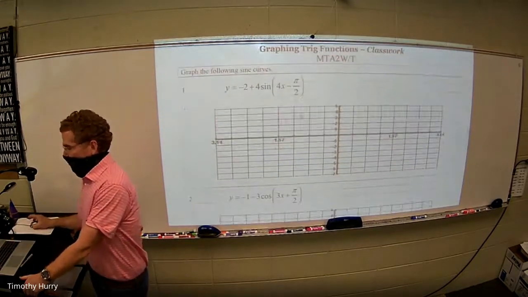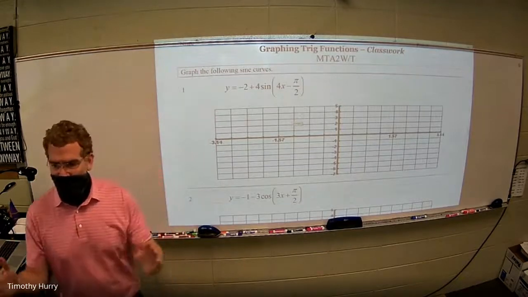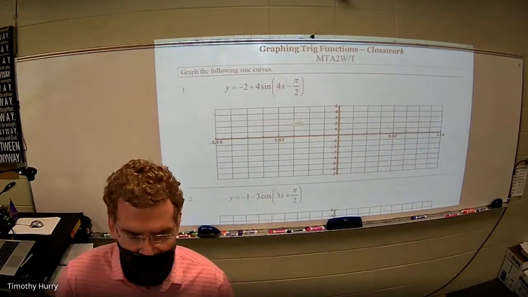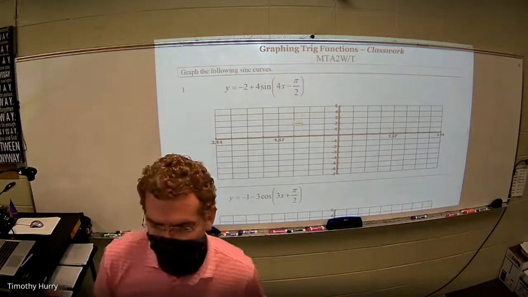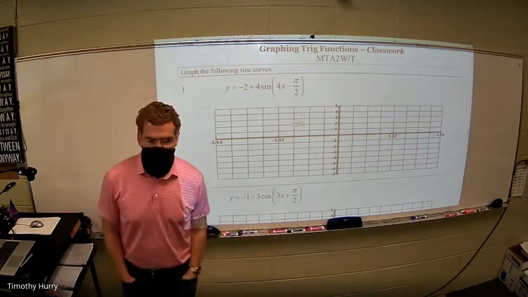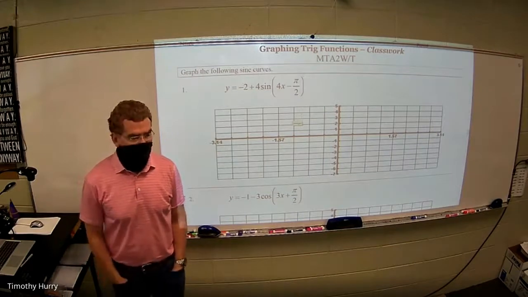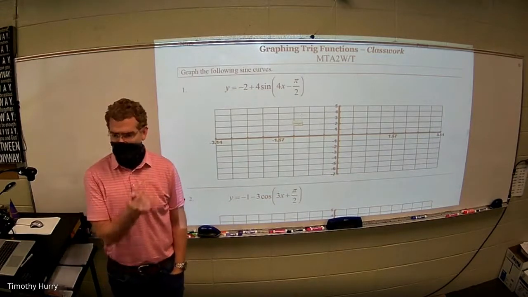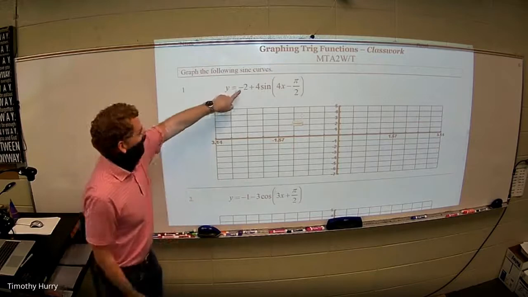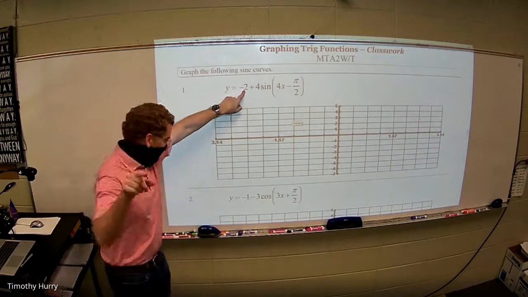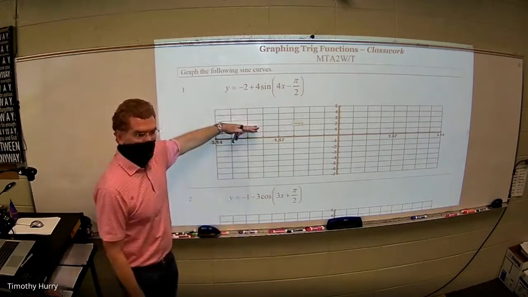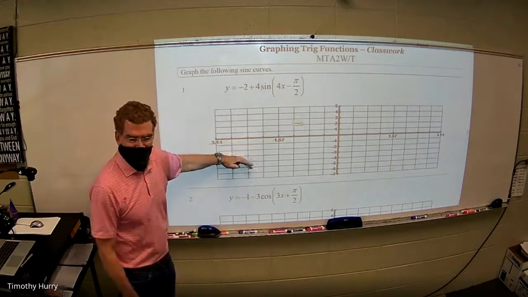71. We're going to do the first one. So what is the first thing I suggested that you guys do? In that box of things to find, the vertical shift, which is the d value. What is the d value here? The negative 2. So what you're going to do is go to negative 2, basically drop down to negative 2.